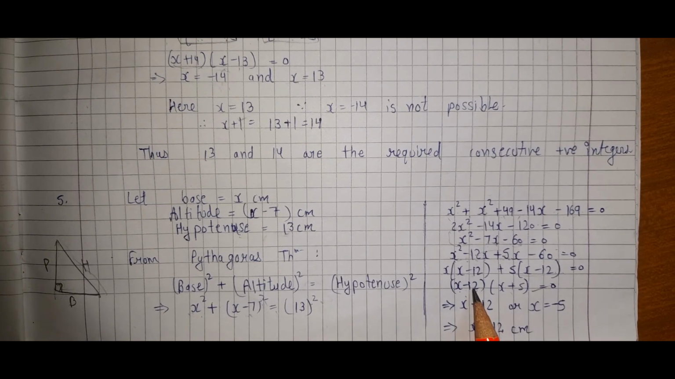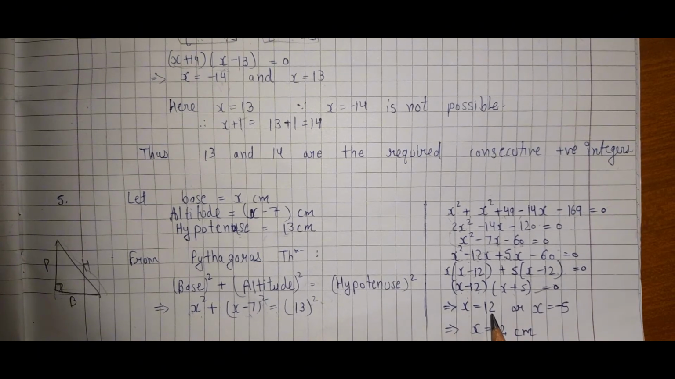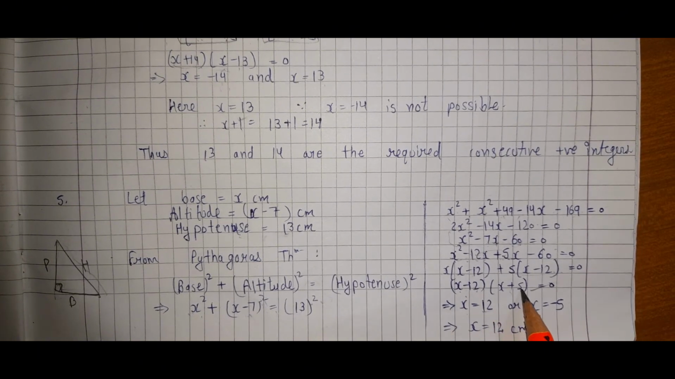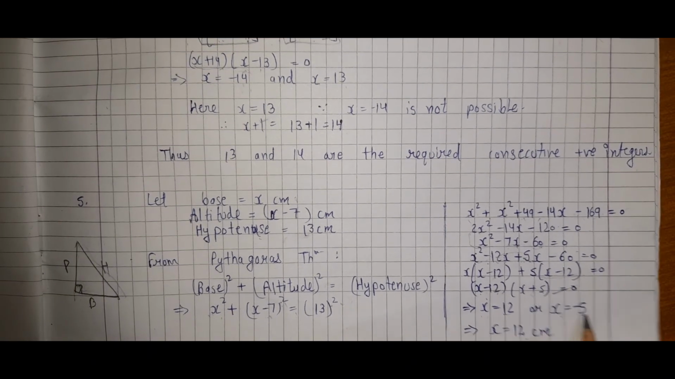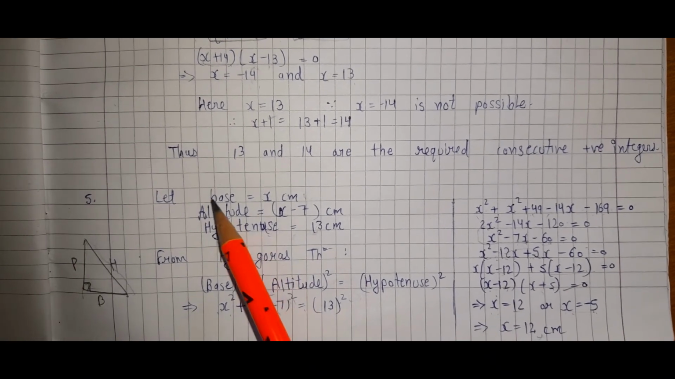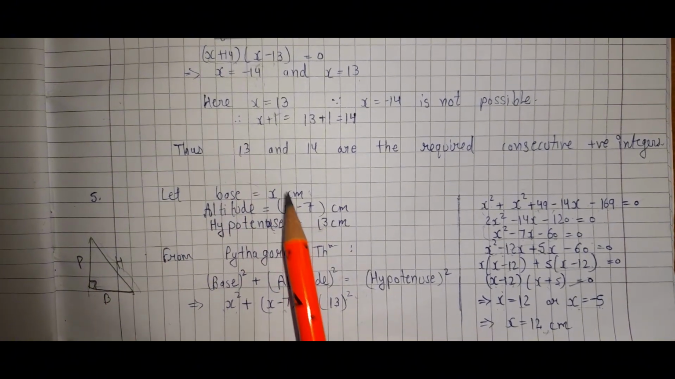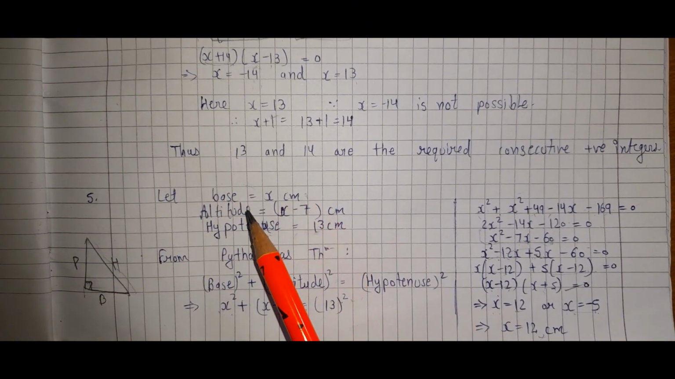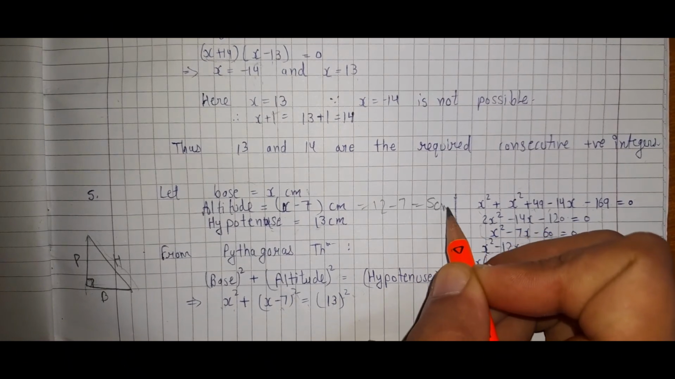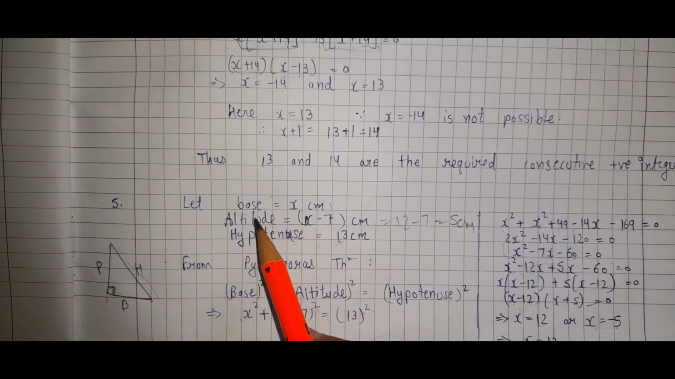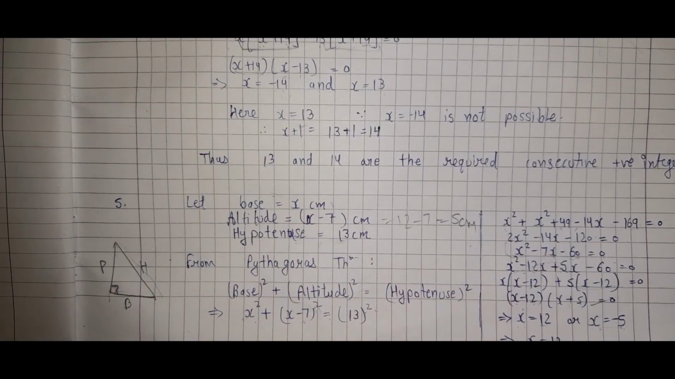Now put x minus 12 equals 0. We have x equals 12, and x plus 5 equals 0 implies x equals minus 5. Since length can't be negative, x equals 12 is the required base of the triangle. If the base is 12, then the altitude is 12 minus 7, that is 5 centimeters. So base is 12 and altitude is 5 centimeters.